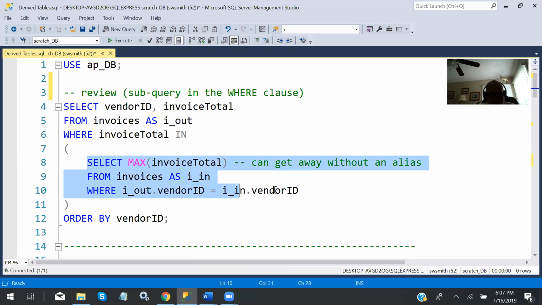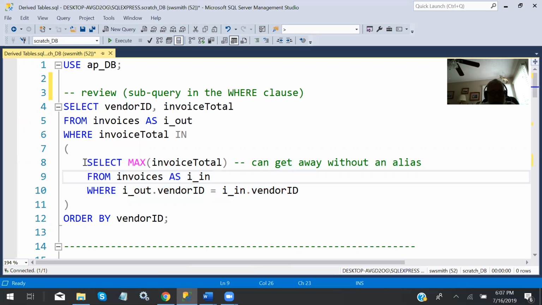And then a subquery, and this is a very, very common use for a subquery, of finding the maximum, finding the vendor ID with the maximum invoice total. So select vendor ID, invoice total. If I have 5 of them that are tied for the maximum invoice total, I'm going to get all 5 of them. And this is very common.